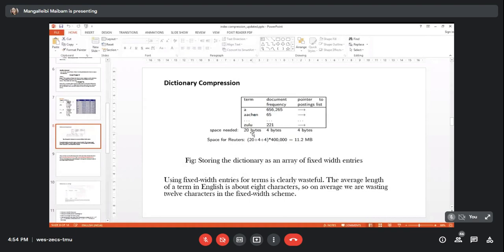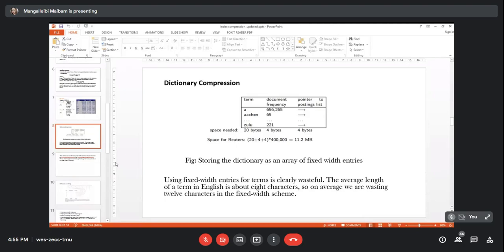4 lakh into 20 bytes, but suppose we are wasting 12 bytes for every term, then you can just subtract and see how many bytes we have wasted. How can you subtract? 4 lakh into 20 bytes minus 4 lakh into 12 bytes. So you can get the result of how many bytes you have wasted for storing this term in the memory. So in order to overcome this, we have dictionary as a string.